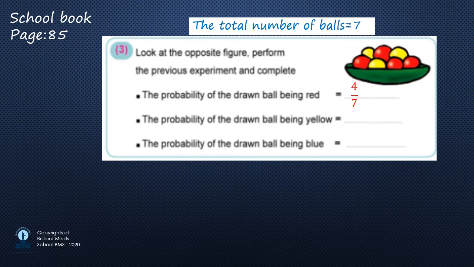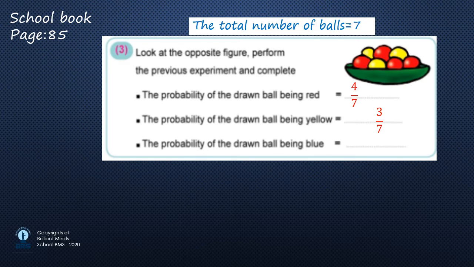Okay, next one. The probability of the drawn ball being yellow. We said we will make a fraction. The denominator, the number of all the outcomes. How many? 7. We have 7 balls, so I can pick 1 ball out of 7, so I have 7 chances. Okay, what about yellow? How many yellow do we have? Just 3, so we're gonna put 3. So the answer will be 3 over 7.